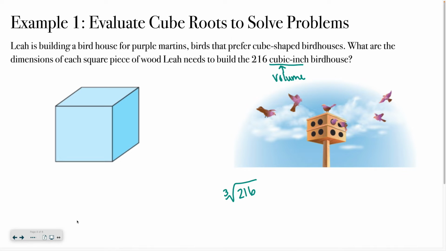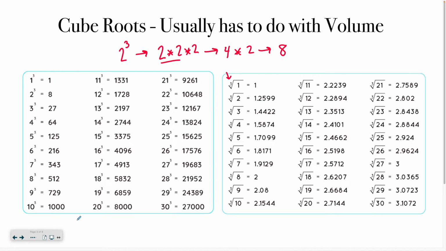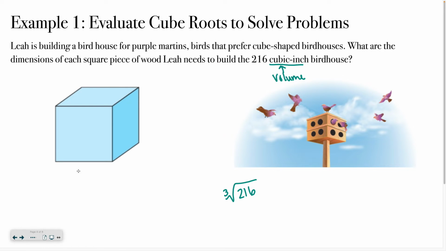So what I'm going to do is I'm actually going to go back a page and I'm going to look, where does that 216 appear? I see that with my table that has all of those cube roots, it doesn't go all the way up to 216. So I'm going to go back to the left side of the page and I'm going to look for the number 216. I see that the number 216 is connected to a 6. So that tells me that the dimensions for the birdhouse would be 6 inches, because we're going to label our answers 6 inches.